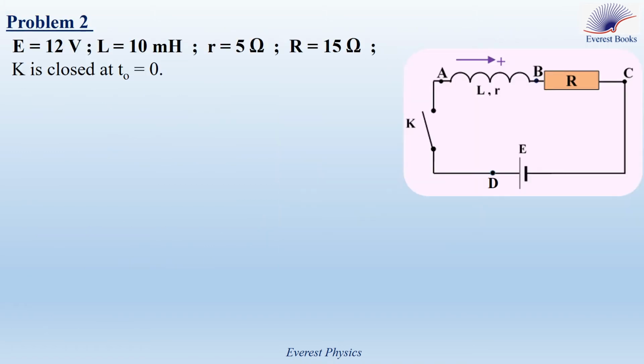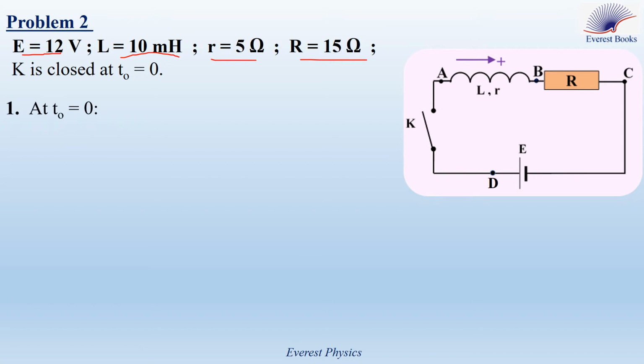Problem 2. The circuit includes an ideal battery of voltage U_DC = E = 12 volts, a coil of inductance L = 10 millihenry and internal resistance r = 5 ohms, a resistor of resistance R = 15 ohms, a switch K and connecting wires. The switch is closed at t0 = 0.